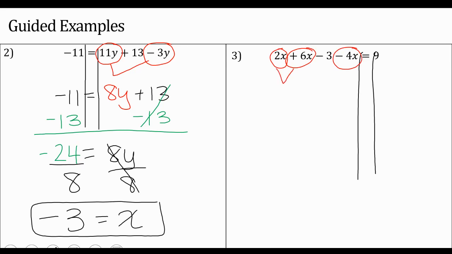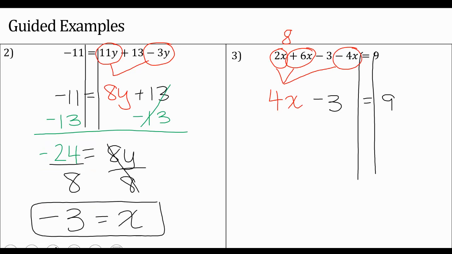Now we're going to combine all three of these. 2 plus 6 gives me 8, so I'm going to just make a mental note right there, 8. And then 8 minus 4 gives us 4. So when we add all those together, we get 4x. Now I'm going to bring down anything we didn't use. So that minus 3 and that equals 9 comes down.